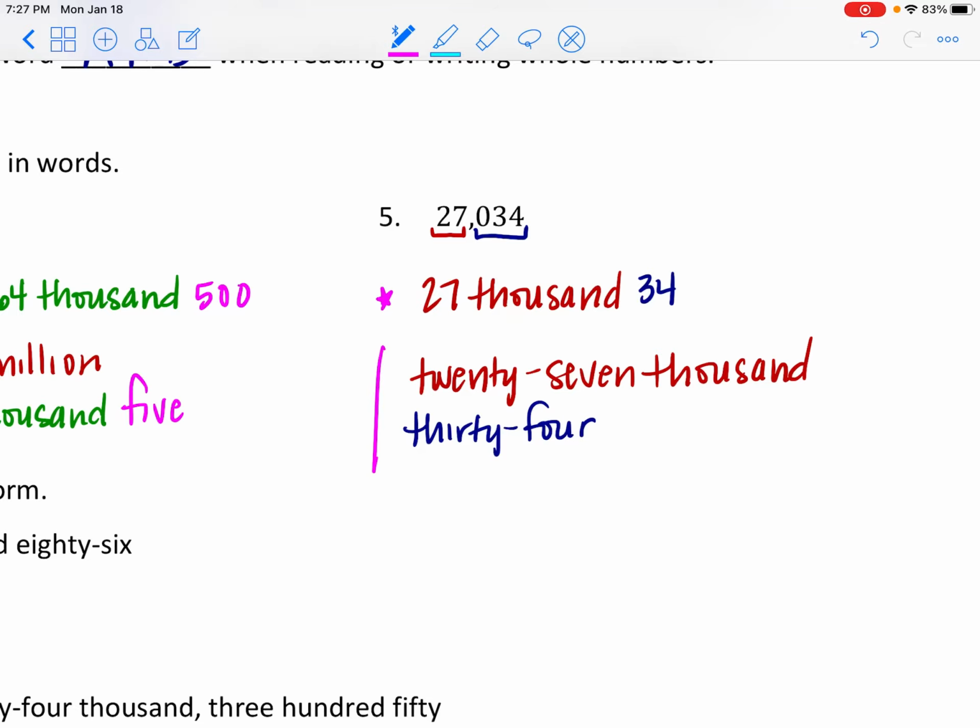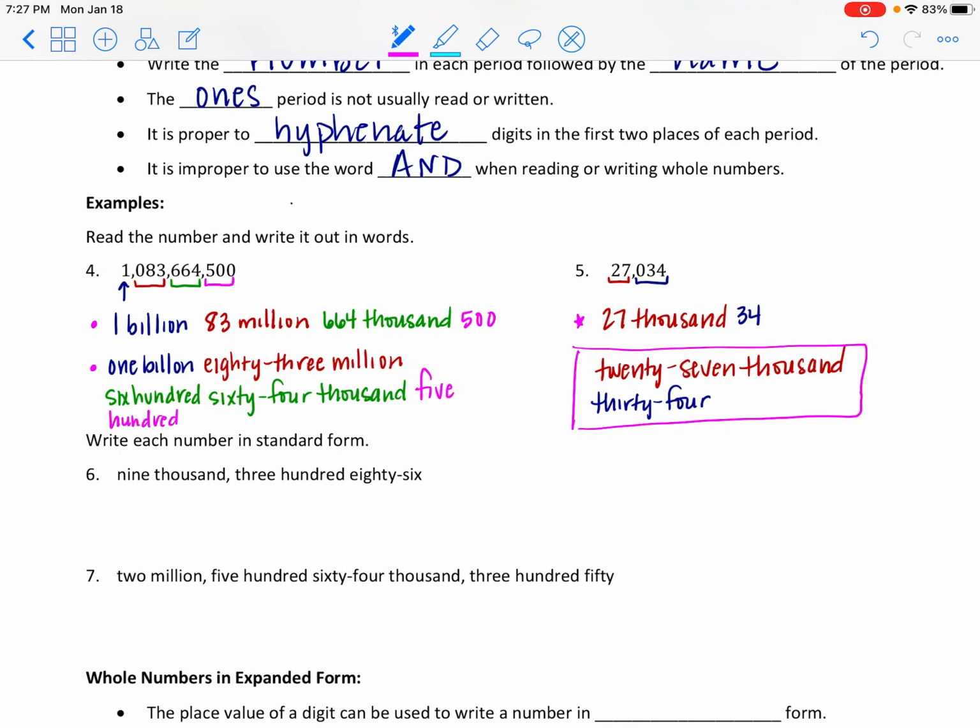So let me go ahead and box this in. This is the answer, and if you could write that all in one line vertically, awesome. I just can't fit it here. So let's box this one in as our correct answer here as well.